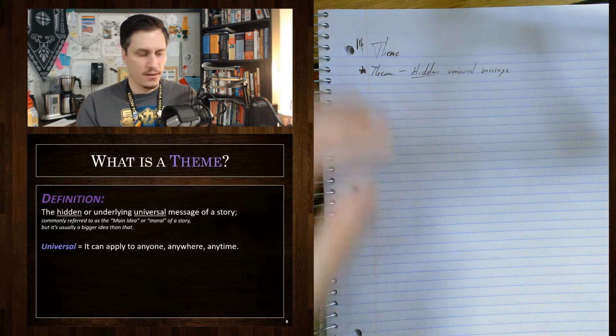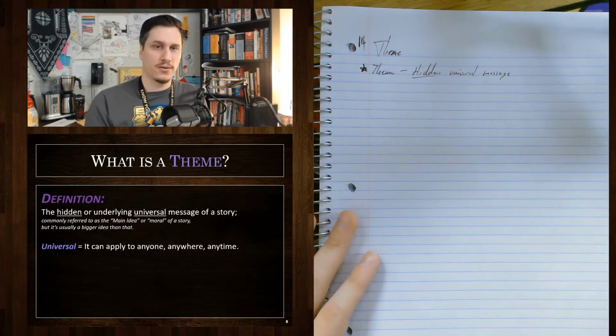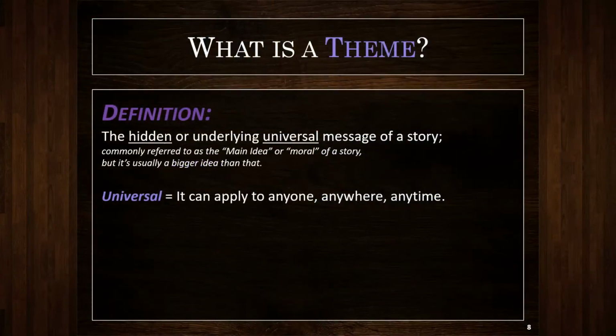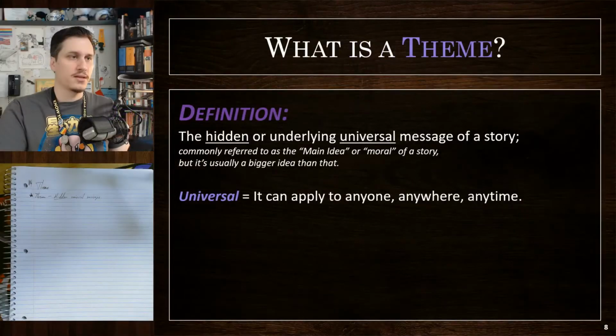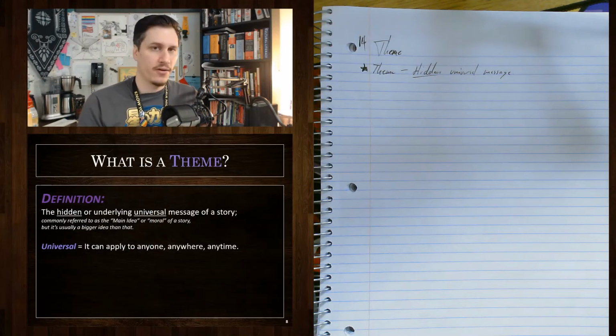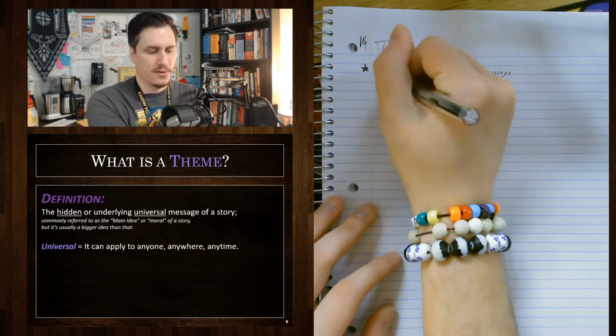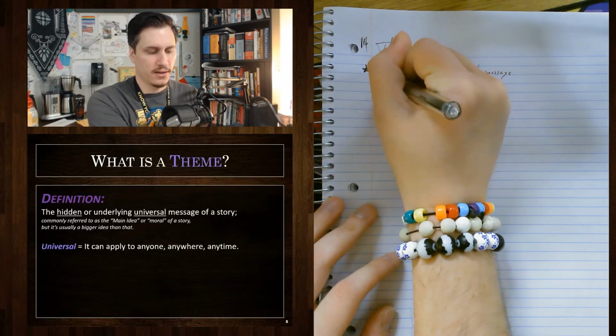Okay? Theme is the hidden universal message of the story. Now, sometimes you're going to see teachers refer to this as the main idea of the story, the moral of the story, the central idea, things like that, right? It's kind of all the same thing. Some of the terms can be interchanged with each other. Some of them cannot be. We'll talk about the differences here in a second.